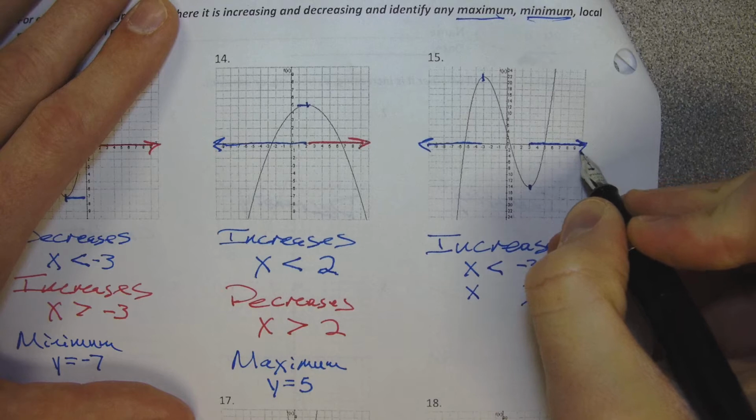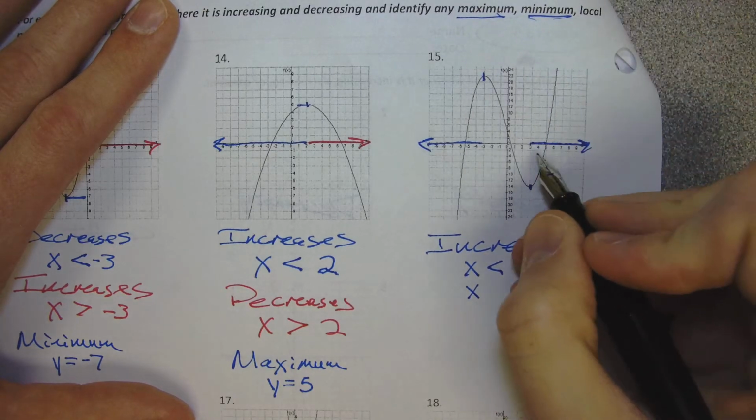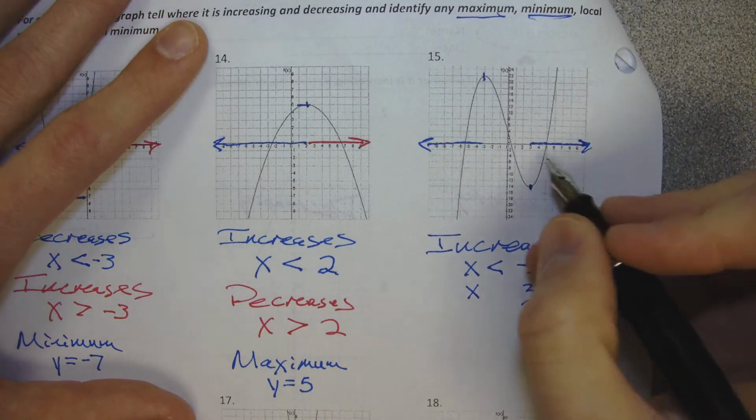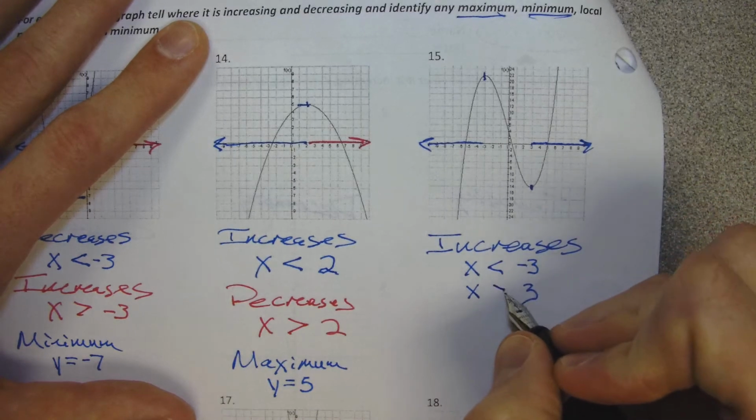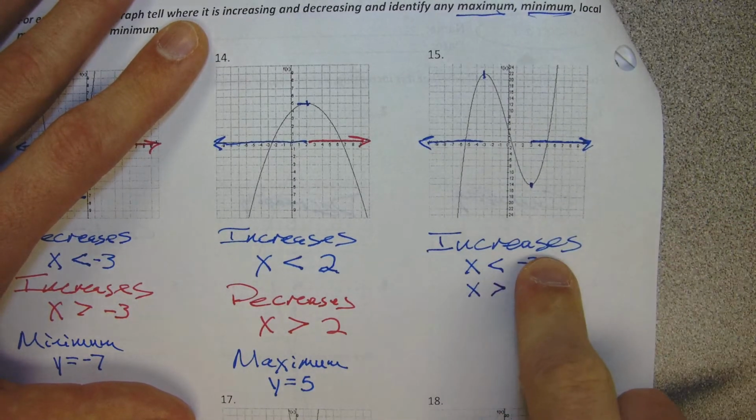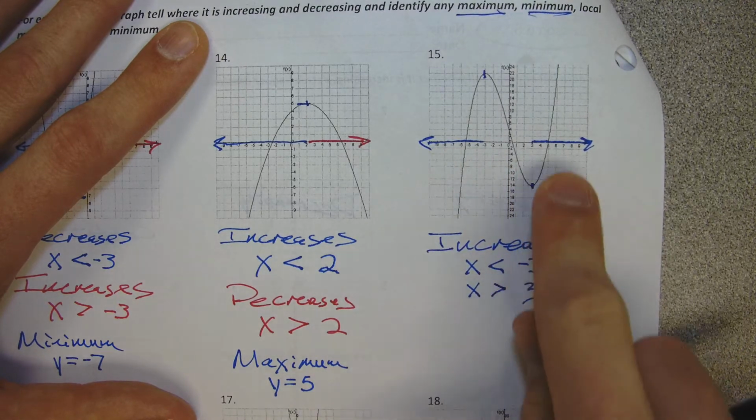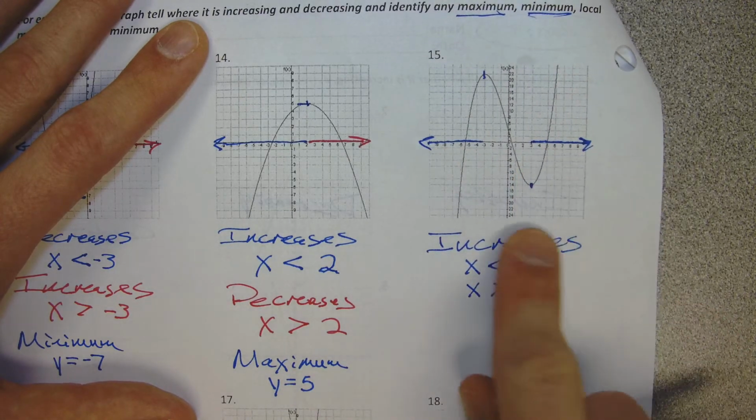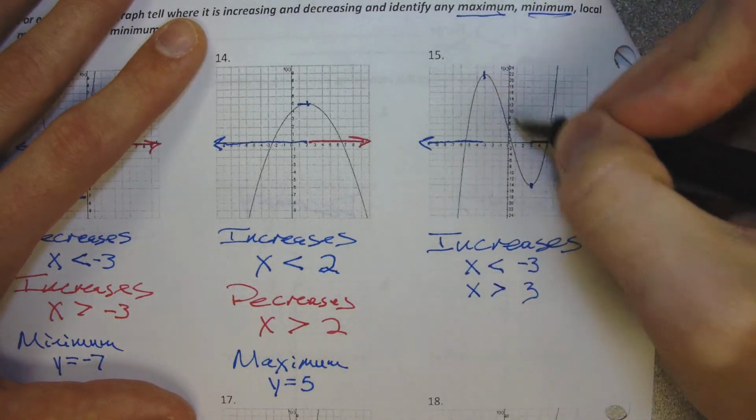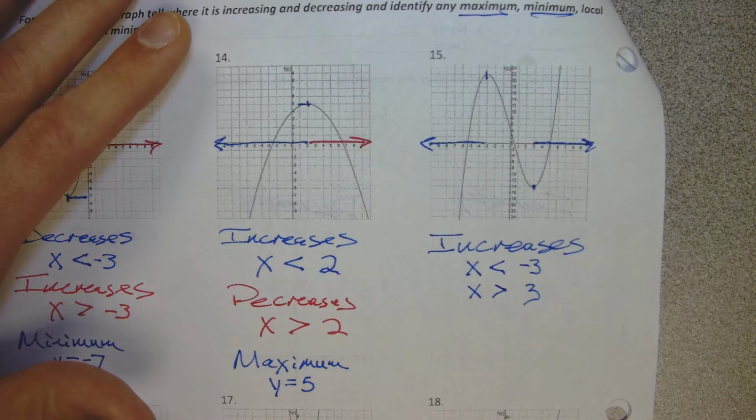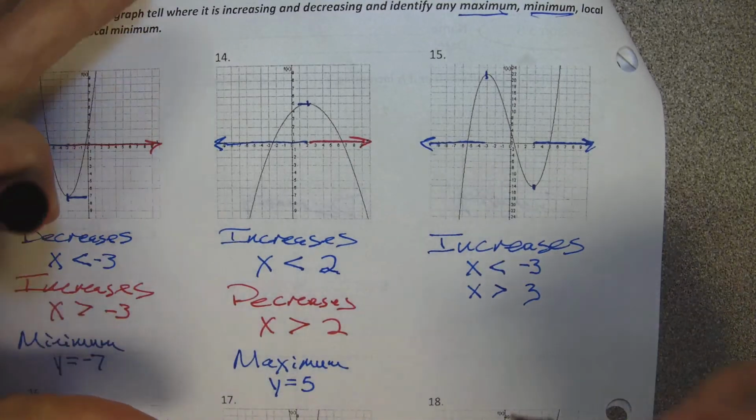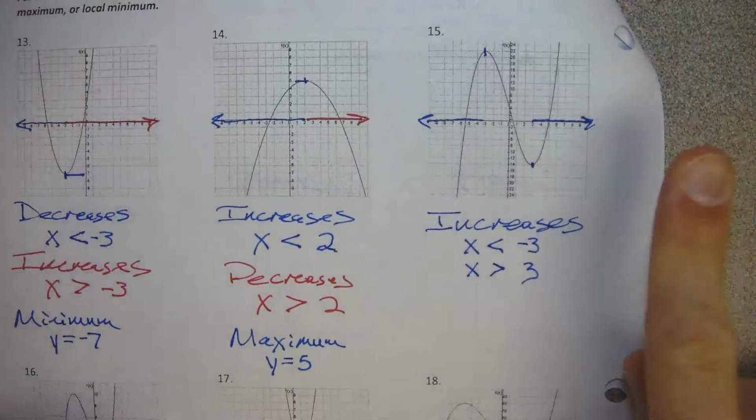Everything else for the rest of the graph is going up. Numbers like 4 and 5 and 6 and 7, those are all greater than 3. So this graph increases where x is less than -3, so on this side, and where x is greater than 3 on this side. So that's how we'll write it. But what about this spot in between, this decreasing spot? Well, notice something. These x's fall between 2 points.